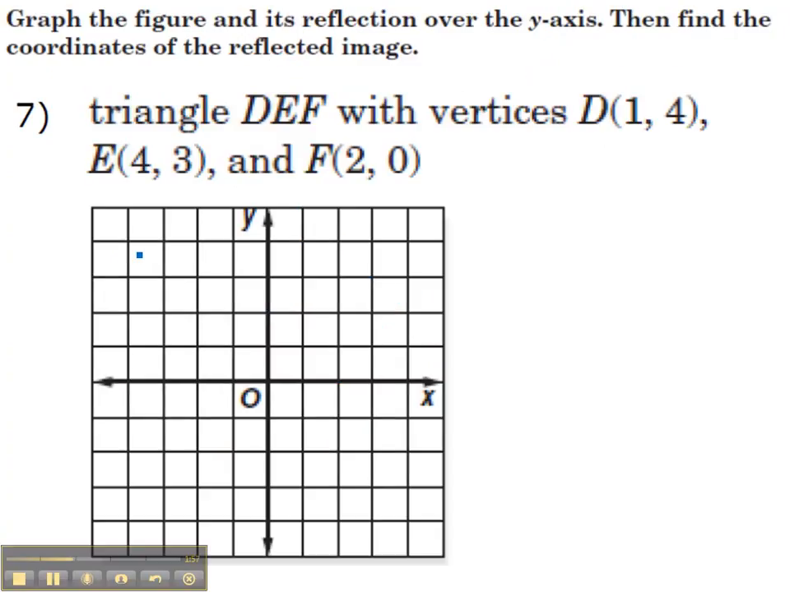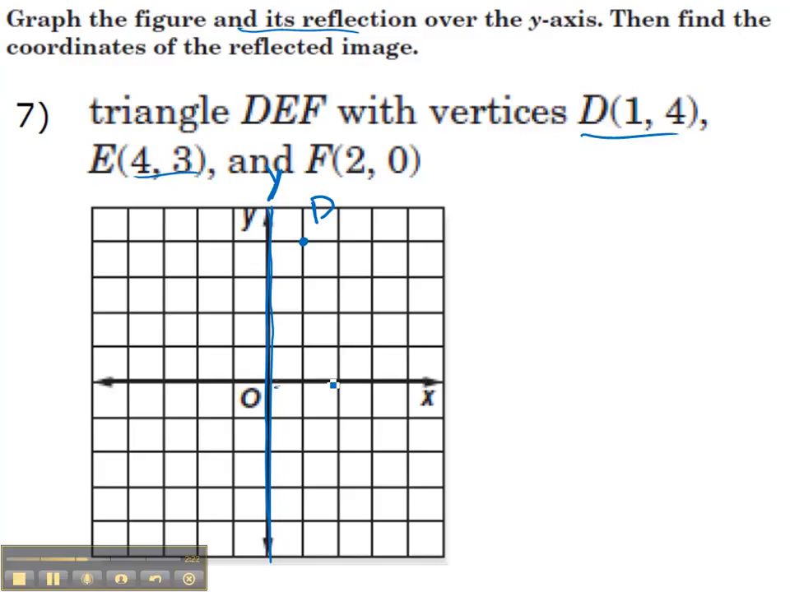Number 7, we need to graph the figure and its reflection over the y-axis. So first let me highlight the y-axis. So when we do our reflection, we do it properly. Then find the coordinates of the reflected image. So the coordinates of the original image are D is at 1, 4, positive 1, x, so 1 to the right, positive 4, y, so 4 up, so there's D.